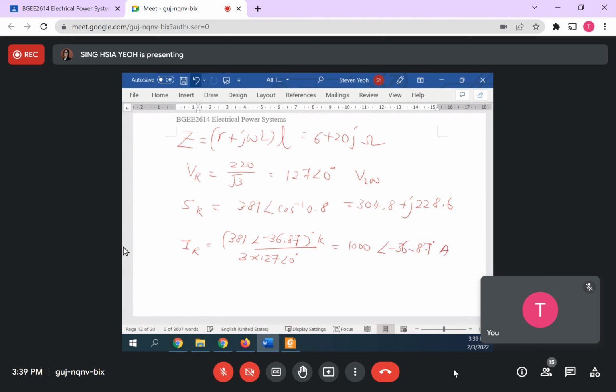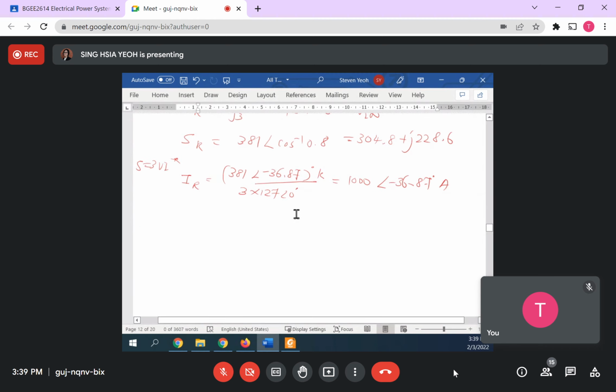So this one is S divided by 3 VR. They use S equals 3 V I conjugate. Then VS will be equal to VR plus Z IR, and this is the formula for a short line. So substitute everything in, then you get 144.33 angle 4.93 degree kilowatt. Are you okay?